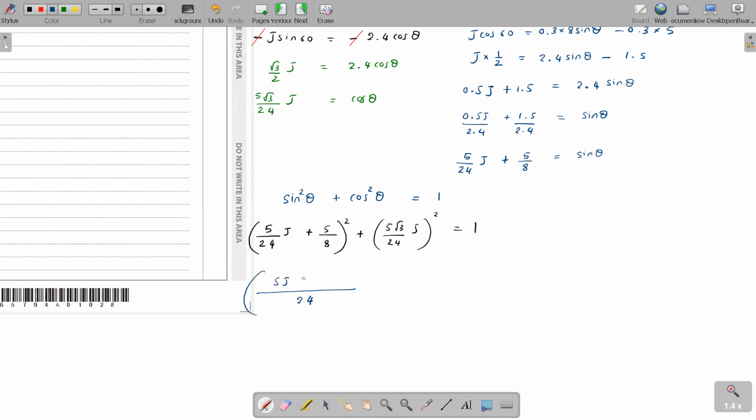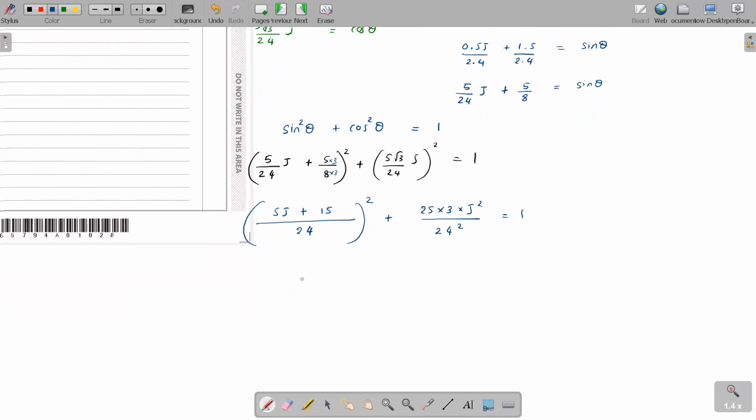Common denominator, it's better. Times 3, so this is 15. 5 root 3 over 24. The whole thing needs to be squared, children. You really need to work on this. 25 into 3 into j square over 24 square equals 1.